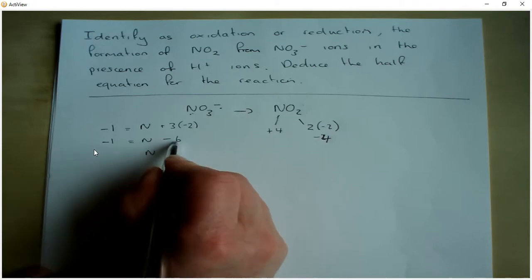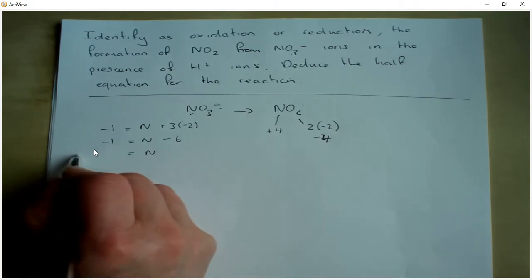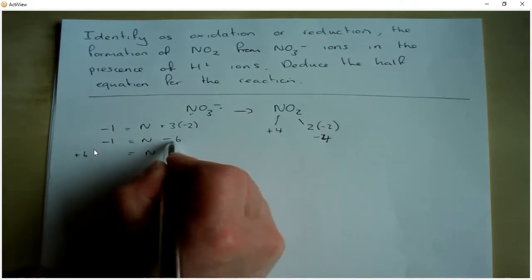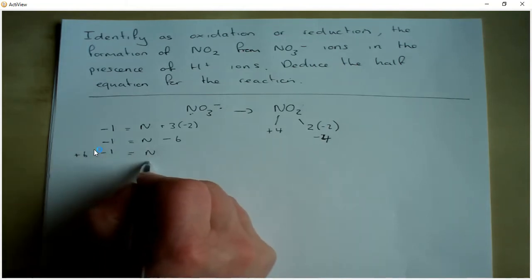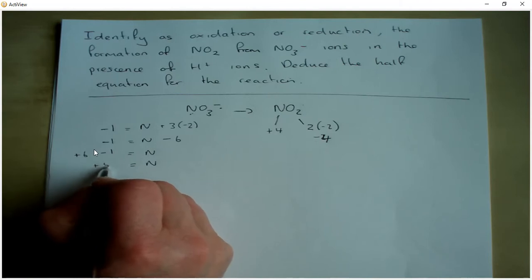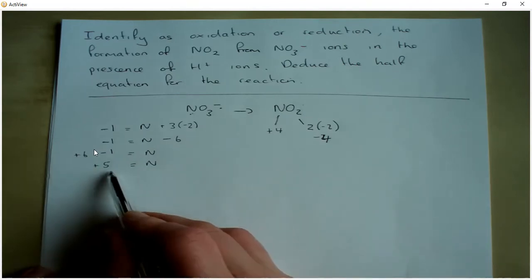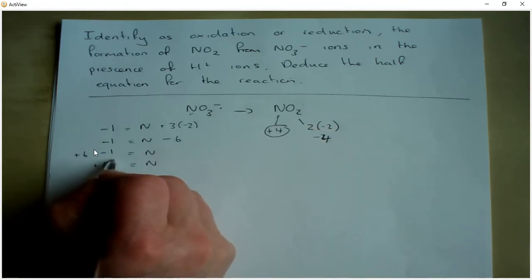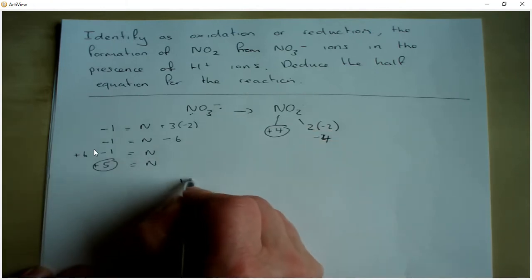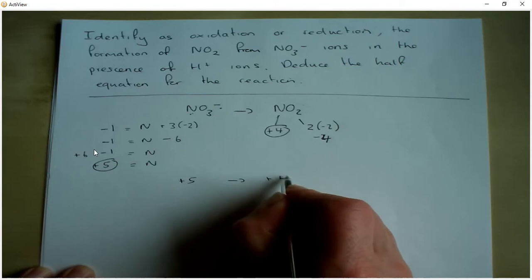If I take that 6 over to the other side, that becomes +6. So I'm adding 6 to both sides to cancel that out. +6 minus 1 equals N, so N equals +5. On the left-hand side, the oxidation state is +5. On the right-hand side, it's +4. So it's going from +5 to +4.